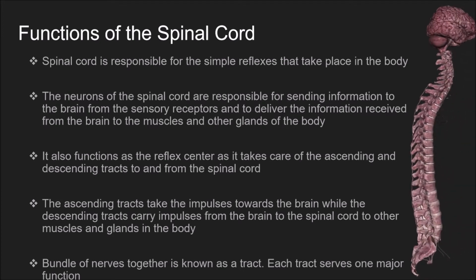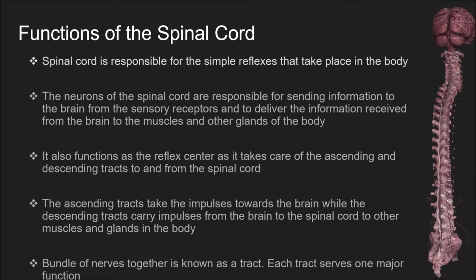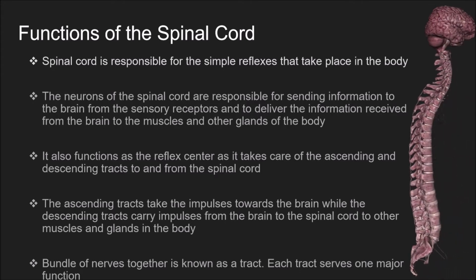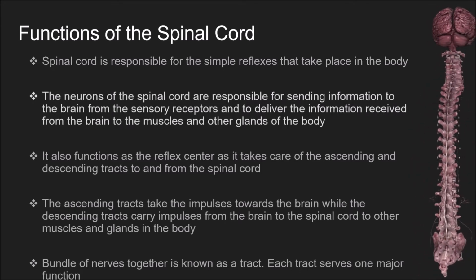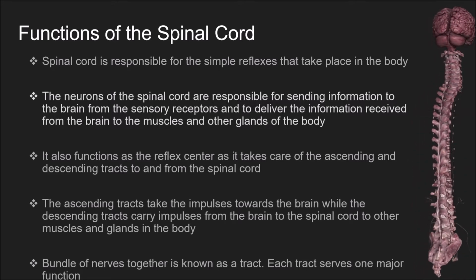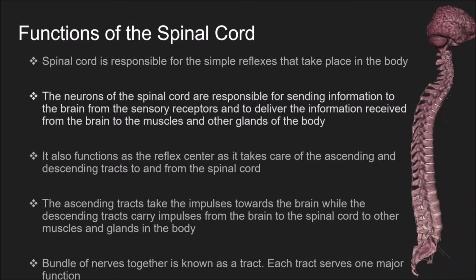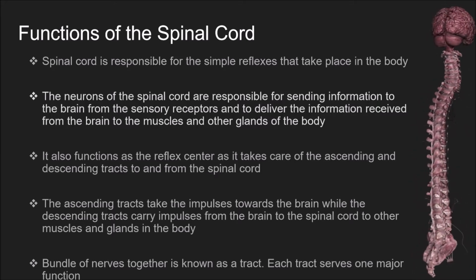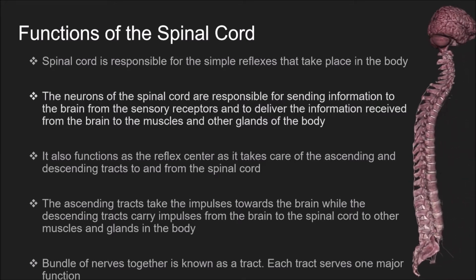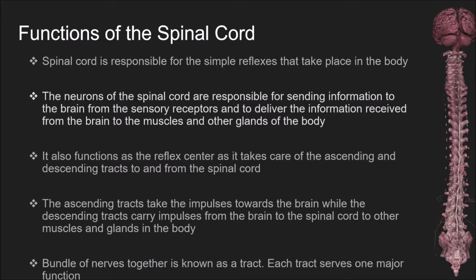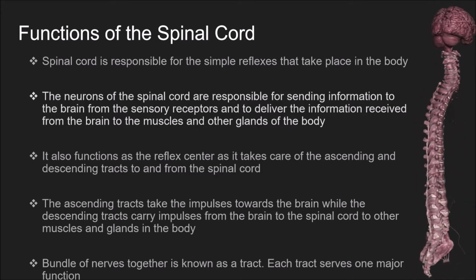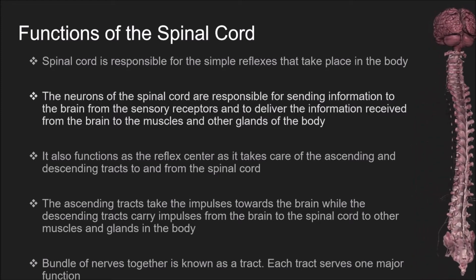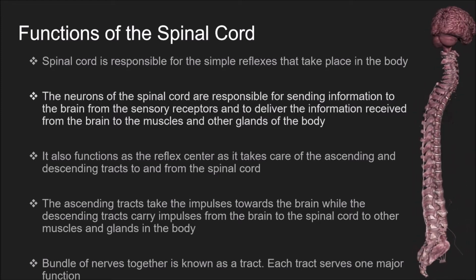Functions of spinal cord. Spinal cord is responsible for the simple reflexes that take place in our body. The neurons of the spinal cord are responsible for sending information to the brain from the sensory receptors and to deliver the information received from the brain to the muscles and other glands of the body. Thus, it integrates the information coming to and going from the brain and the other regions of the body.